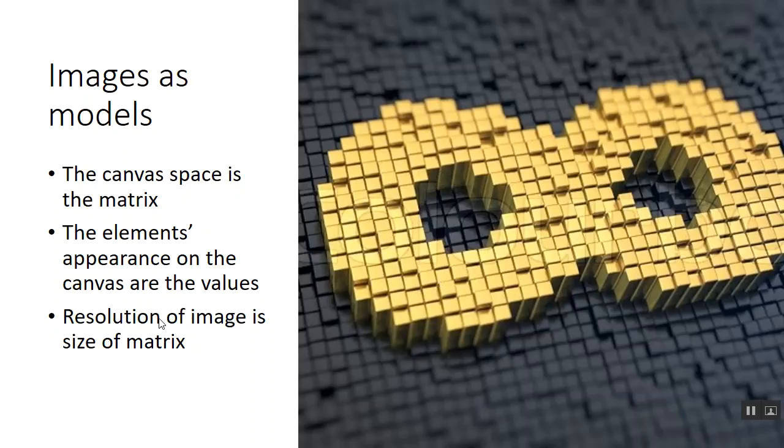If we think of the resolution of the image, that's the size of the matrix. So it's 1,000 pixels by 600 pixels, 1,000 pixels tall by 600 pixels wide, or something like that. That's the size of the matrix.